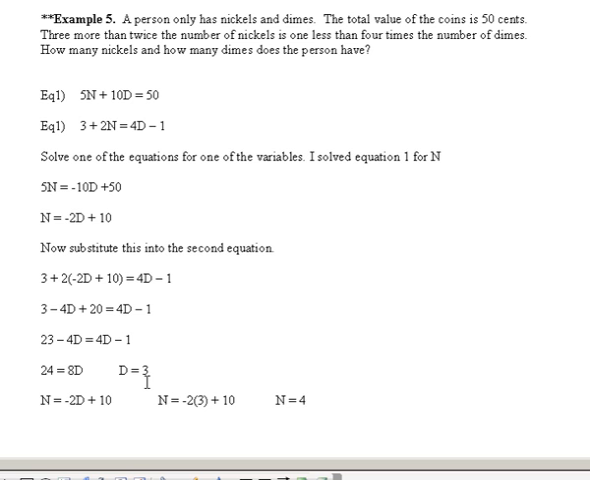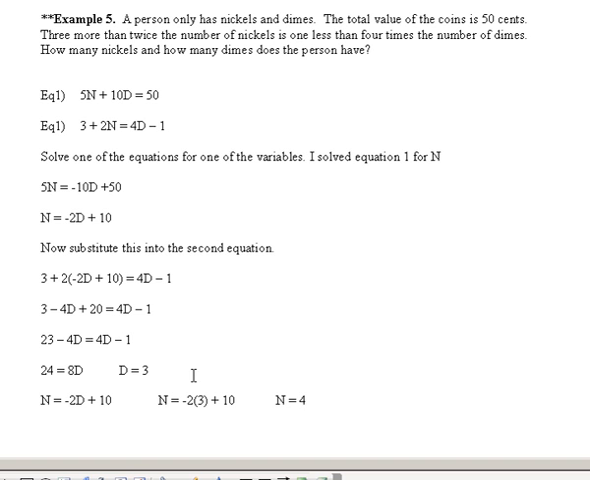Now, if you wanted to do it by algebra, we would then need to substitute the 3 into the equation that we have solved for the number of nickels right here, negative 2d plus 10. So I substitute the 3 right in there into that equation. And that'd be negative 2 times 3 plus 10, which is negative 6 plus 10, which is 4. So it takes 4 nickels and 3 dimes. And that's the only way that we can get 50 cents and also satisfy the condition that 3 more than twice the number of nickels is 1 less than 4 times the number of dimes.